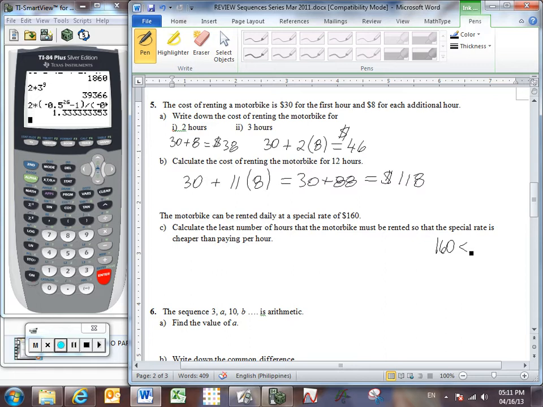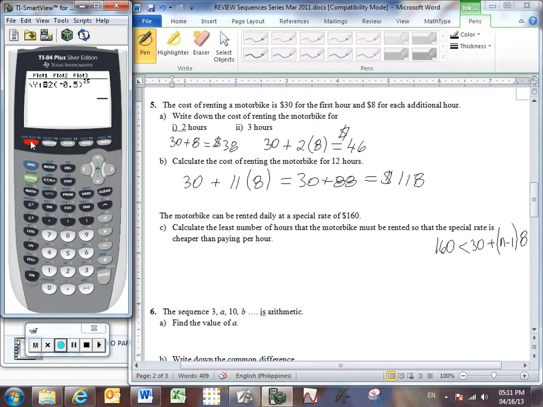Now remember when we were paying per hour, we were paying $30 for the first hour, and then when it was for 12 hours we added 11 of the 8s, and when it was for 3 hours we added 2. It's all of the additional hours. So if you've got it for n hours, then it's 30 for the first hour, it's n minus 1 times 8 to represent the number of additional hours that you are being charged at 8 each. So let's solve that equation.